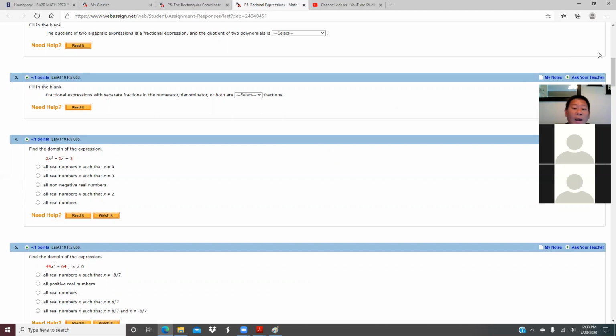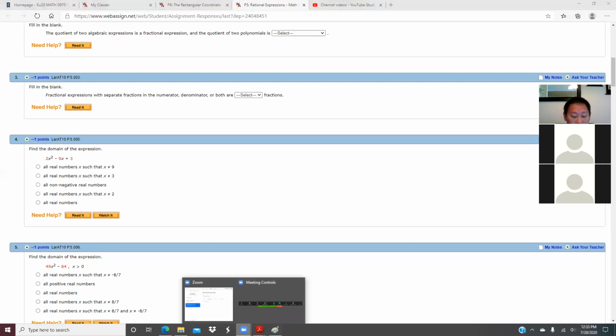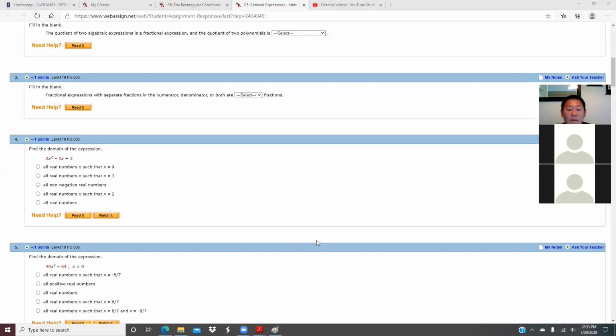Yes, participation time. Number 4, very easy. Anyone know how to do this? Go ahead and private message me if you know how to do this. Question 4, what is the domain of this? Is that A, B, C, D, or E? Easy, so you don't have to type. A, B, C, D, E. Go ahead and private message me the domain for this case.